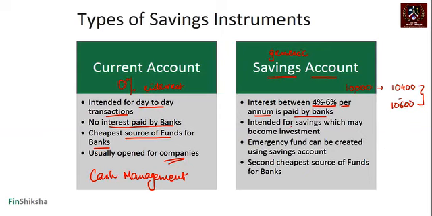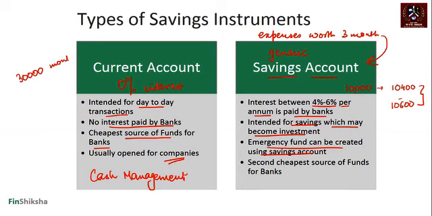It is intended for savings which may eventually become investment, and you can also create an emergency fund, right? Now, how much is a good emergency fund? So typically what is said is that your expenses worth 3 months should be there in your savings account. So if you have a household that spends about, let's say, 30,000 a month, then the minimum amount you should have in your savings account is 90,000, right?